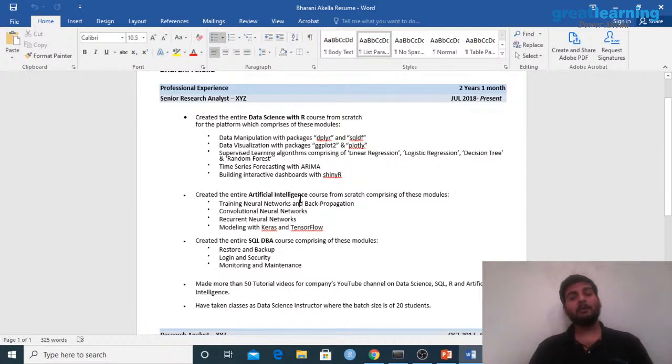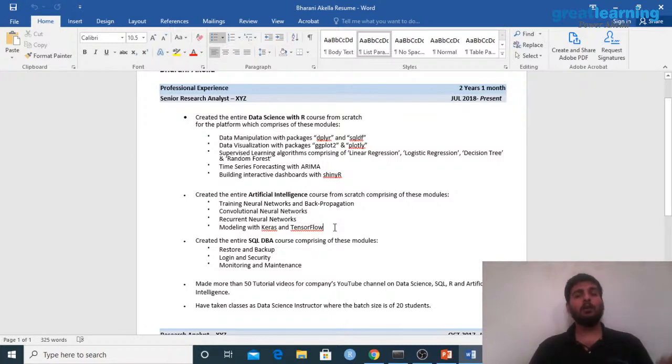Similarly, again, when it came to artificial intelligence, these were the topics that I've worked on. These were the projects that I'd worked on. So I know the concepts of neural networks, backpropagation, and in neural networks, there are two very important types of neural networks. You have something called convolutional neural networks, and you also have something called recurrent neural networks. So let's say in the interview, if the interviewer would ask me about convolutional or recurrent neural networks, I'm pretty sure that I'd be able to answer questions regarding these two topics.